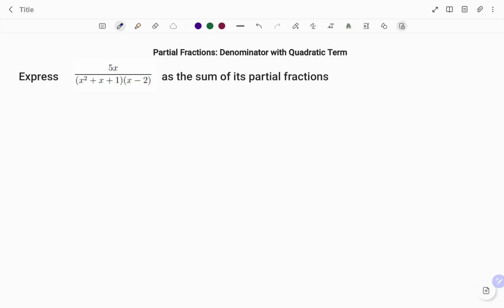In this video, I'm going to show you how to express the fraction in which the denominator has a quadratic term as the sum of its partial fractions.